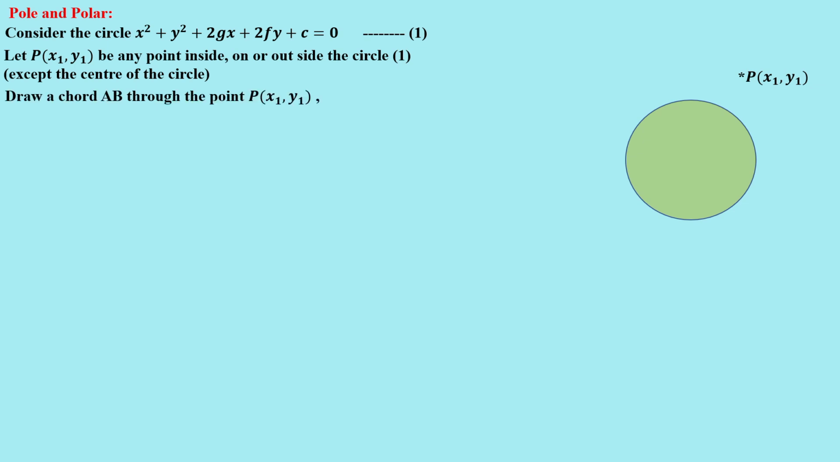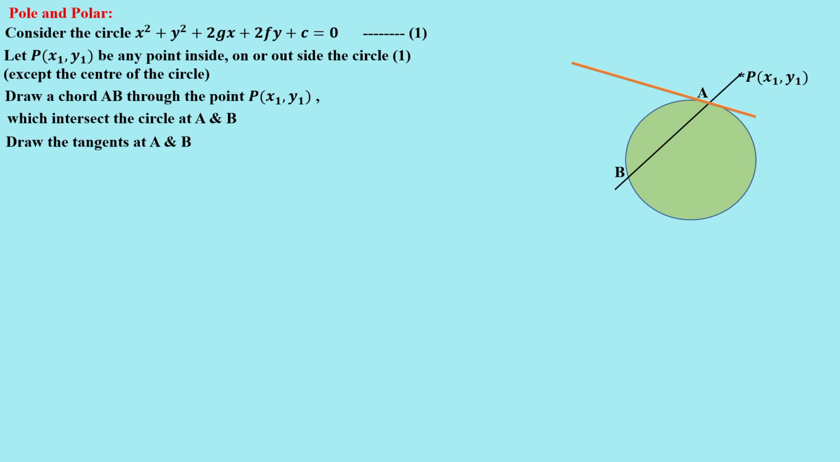Draw a chord AB through the point P(x1, y1). So we are going to draw a line which cuts the circle at 2 points. So we will have a chord which intersects the circle at A and B. Draw the tangent at A and B. Let the point of intersection of these tangents be C.